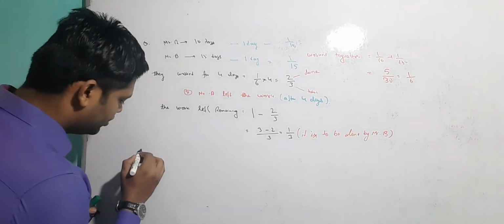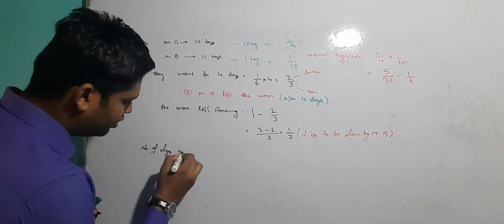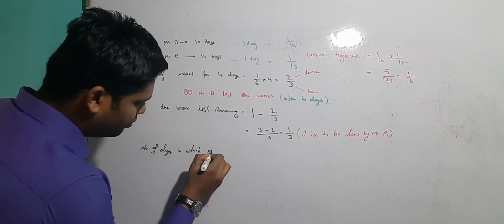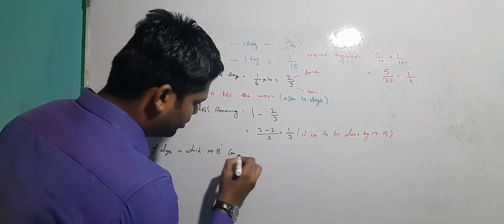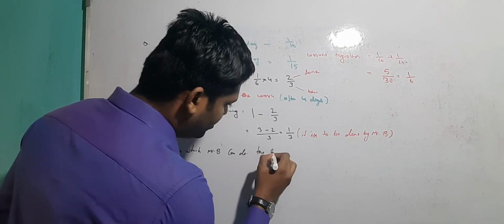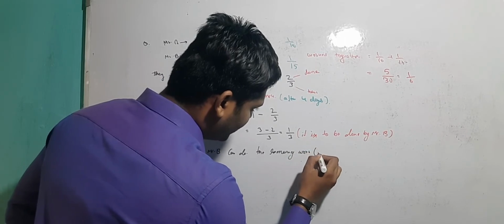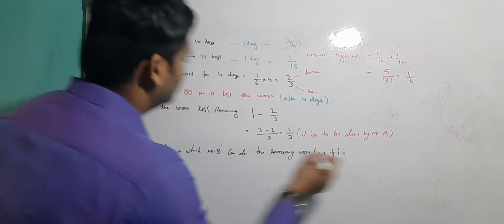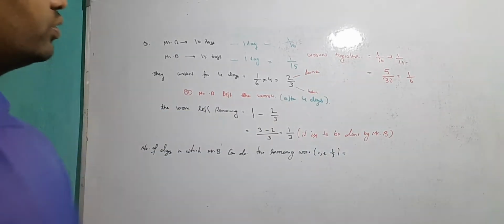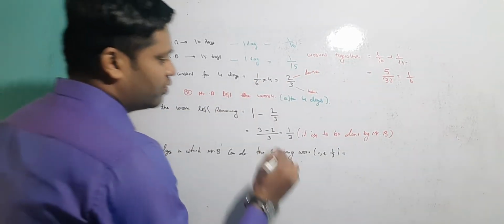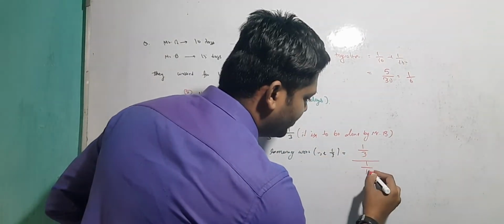We will find the number of days in which Mr. B can do the remaining work. That is 1/3 equal to. What we have to do? In one day a person does 1/15. Total work is 1/3. So 1/3 by, in one day work, 1/15.